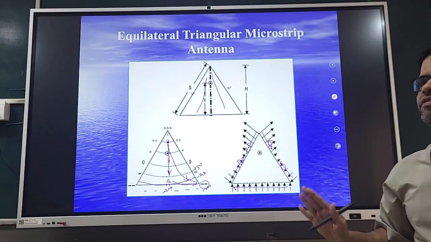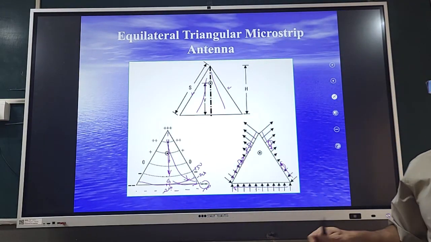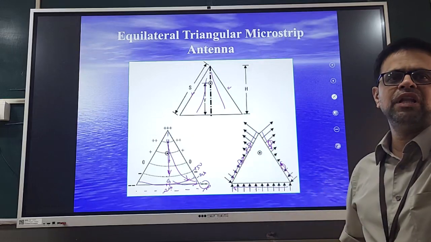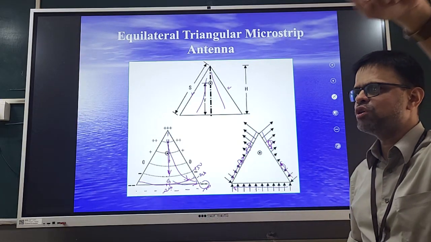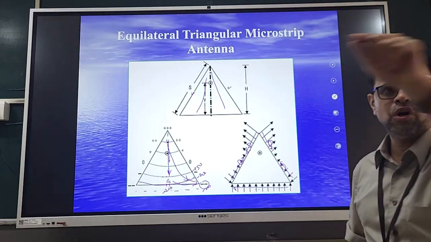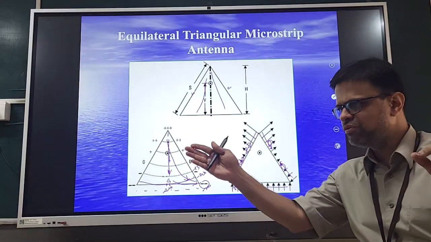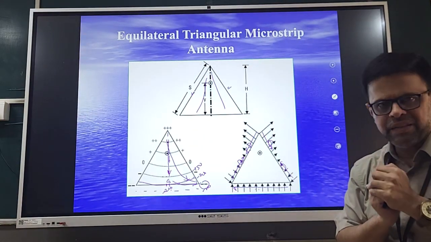But one way of addressing this epsilon R equation is you can use the transmission line model equation, that is epsilon R plus 1 by 2 upon epsilon R minus 1 by 2, that equation which was there in the RMSA design.